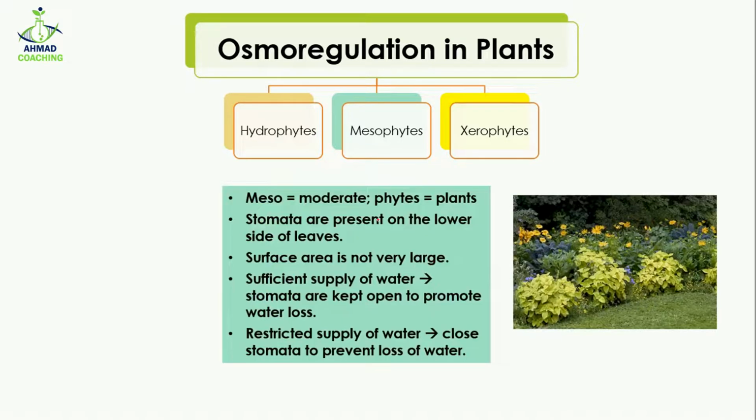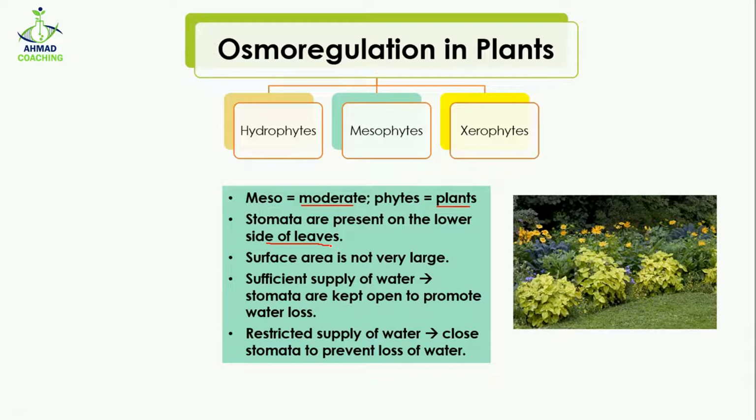Then come the mesophytes. Here meso means moderate and phytes means plants. These are the plants which live in a moderate environment where the water level is not very high and not very low. To adapt to this environment, they have stomata present on the lower surface of the leaves. The plants in your garden, in your school, or on the roads or streets are actually mesophytes.